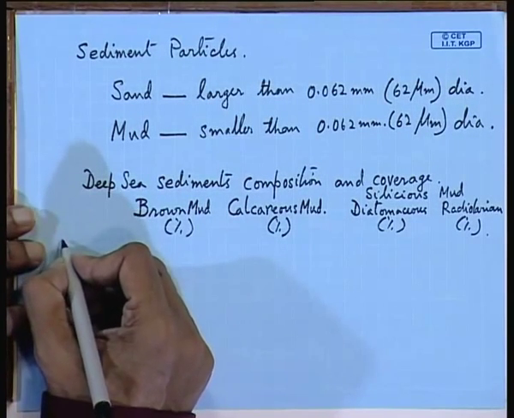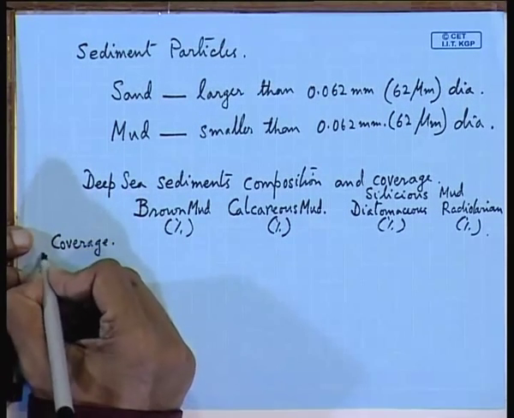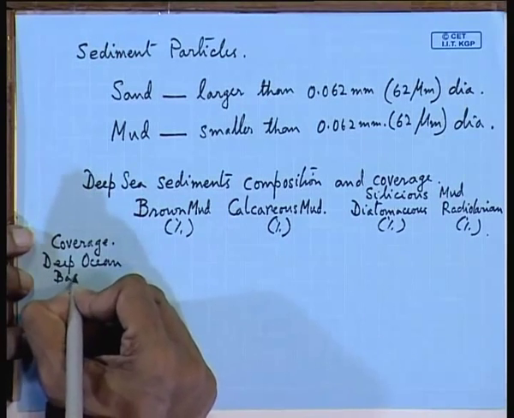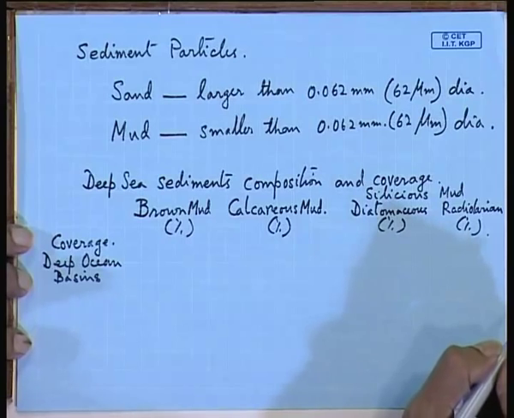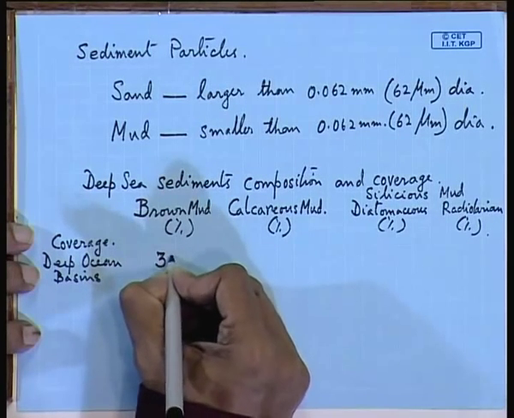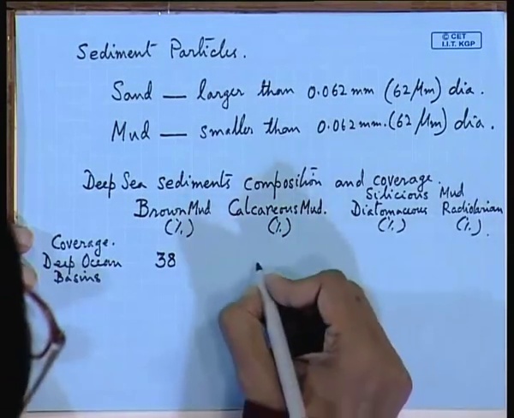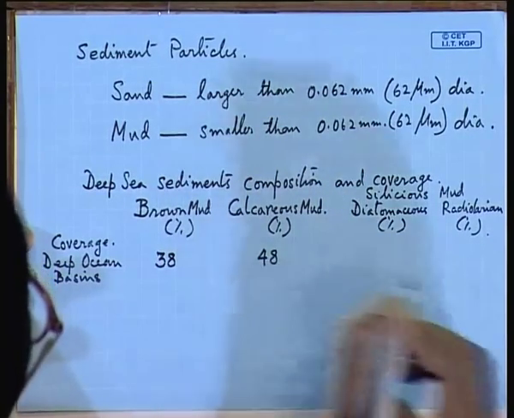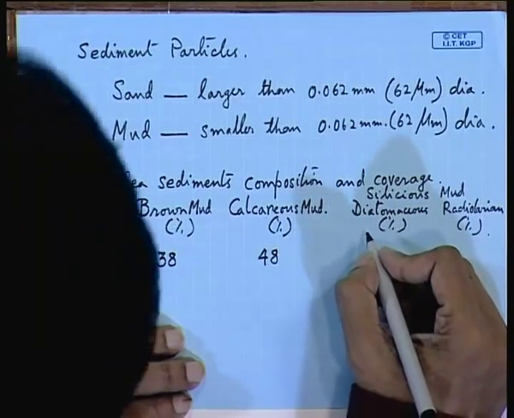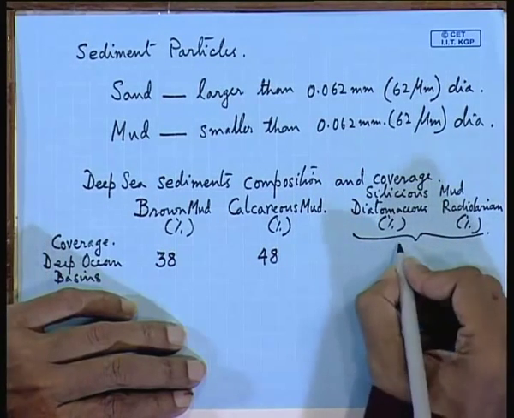Coverage, you write deep ocean basins. Coverage means the area. So, 38% of ocean basins are covered by brown mud, 48% of ocean basins are covered by calcareous mud. The rest is 14%, the siliceous variety. So, this is the area coverage.